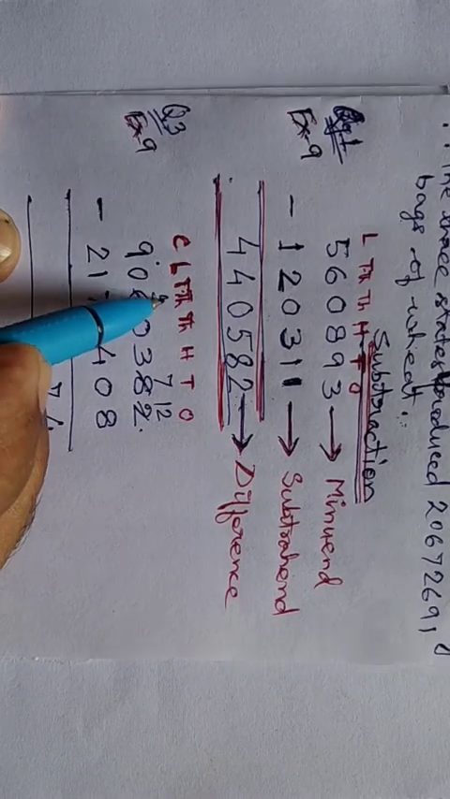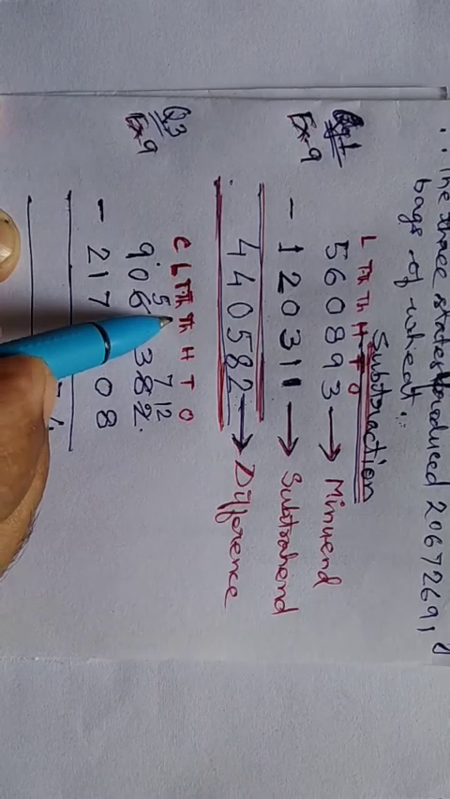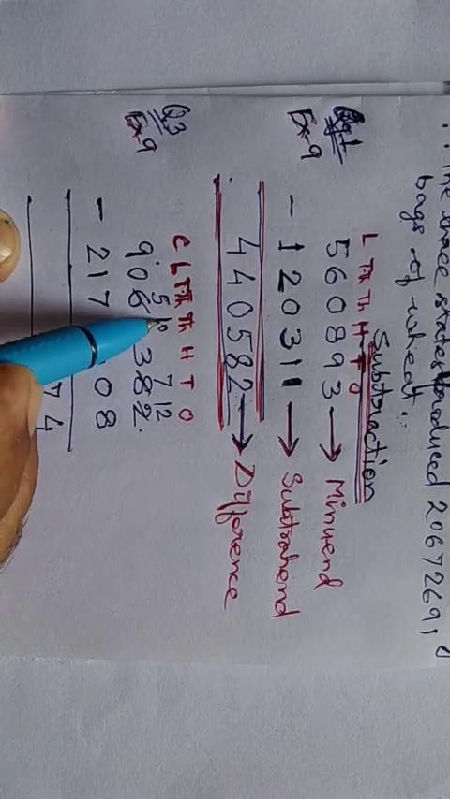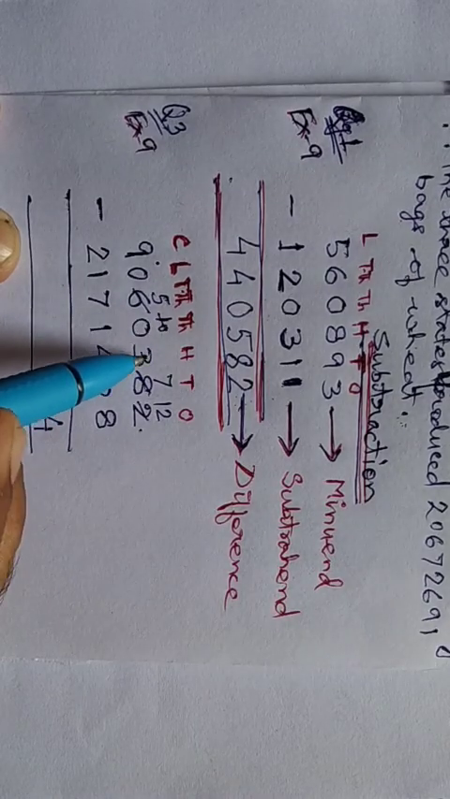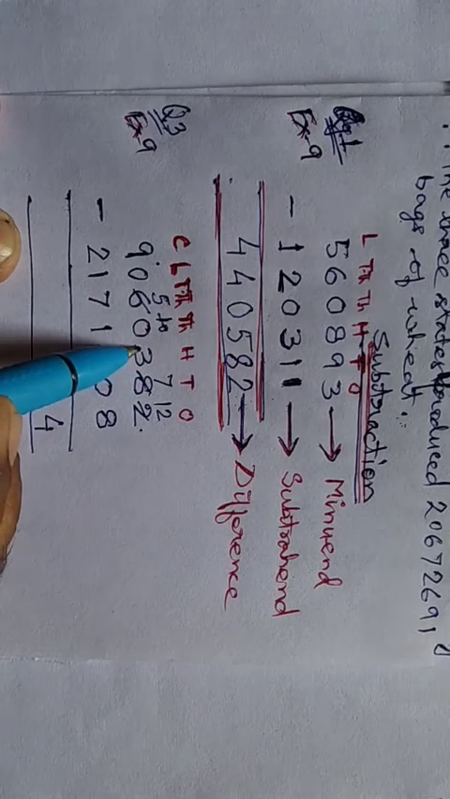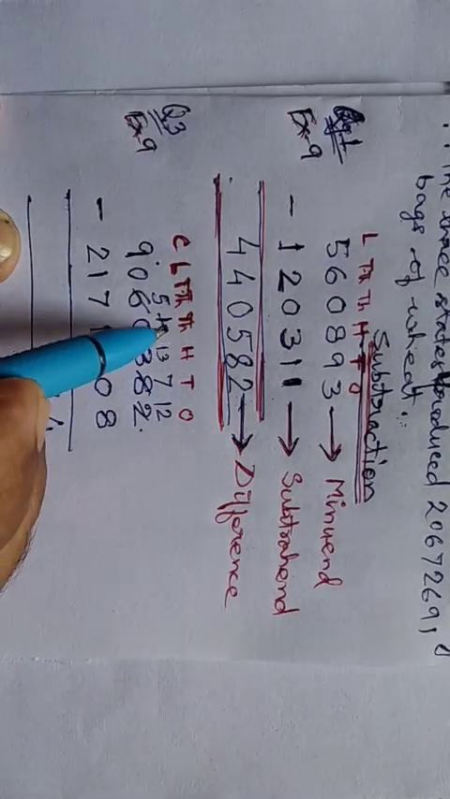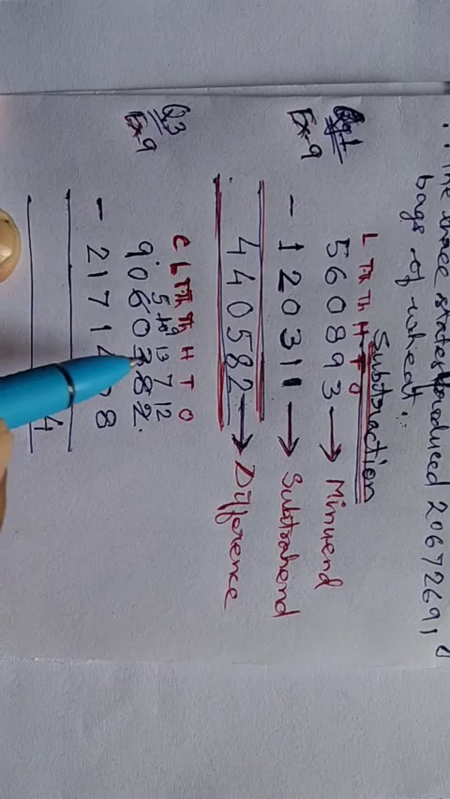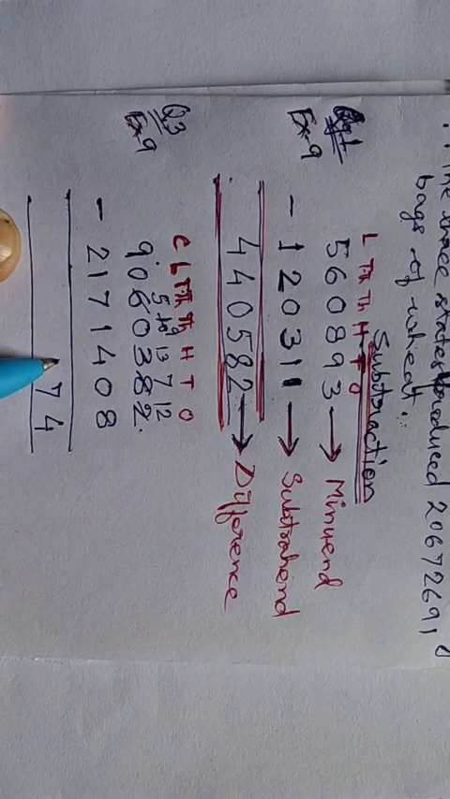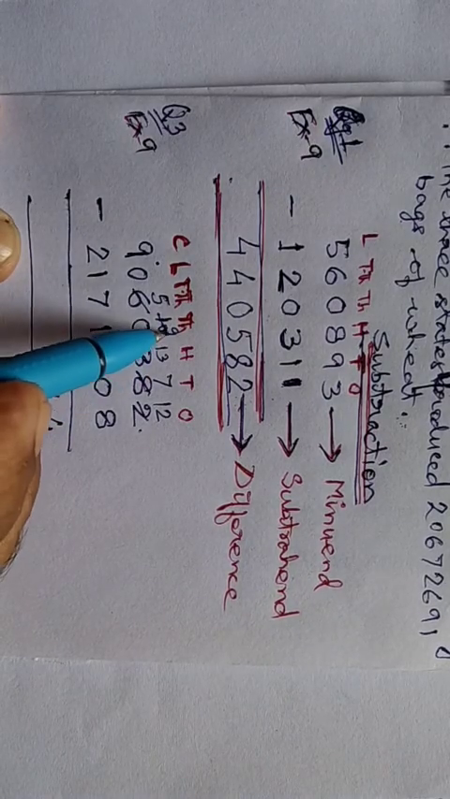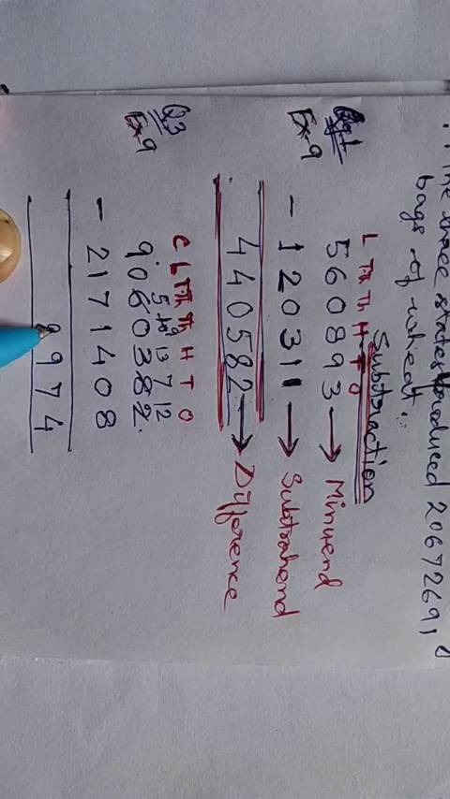It will become 5. Okay, this will become 10, children. Okay, again borrow 1 from this 10. So this will become 13. And here, children, it will become 9. So 13 minus 4, that is 9, children. 9 minus 1, that is 8.